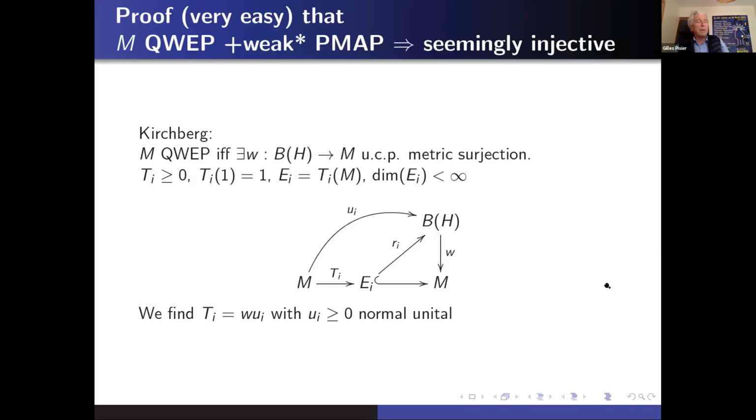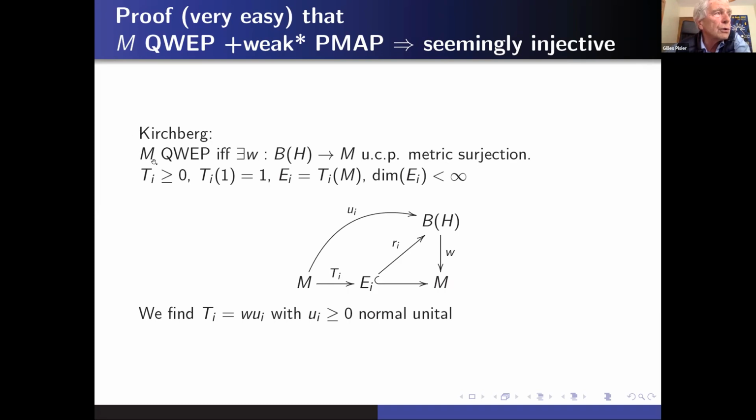Okay, so let me now show you how these things connect. One direction, which is really extremely easy, is that if the von Neumann algebra is QWEP and has the weak star positive metric approximation property, then it is semi-injective. So this goes like this.